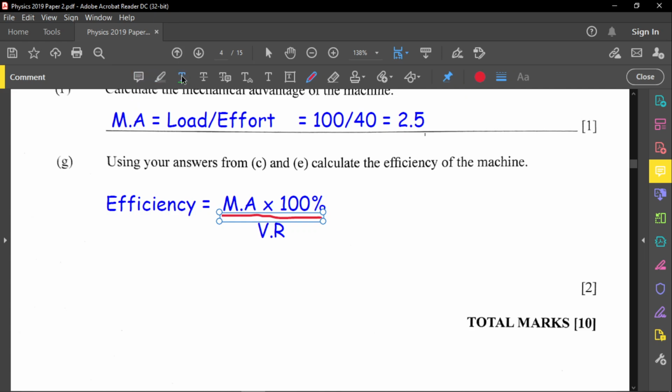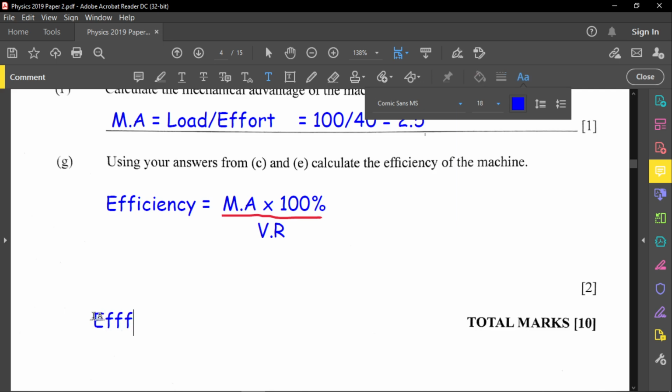Another way you could calculate efficiency is by saying that efficiency, I'm going to write EFF for short. Please just remember that it's efficiency. I really want to finish this real quick. So efficiency is equal to work done on the load over work done by the effort, multiplied by 100, because again it's a percentage of how efficient the machine is.